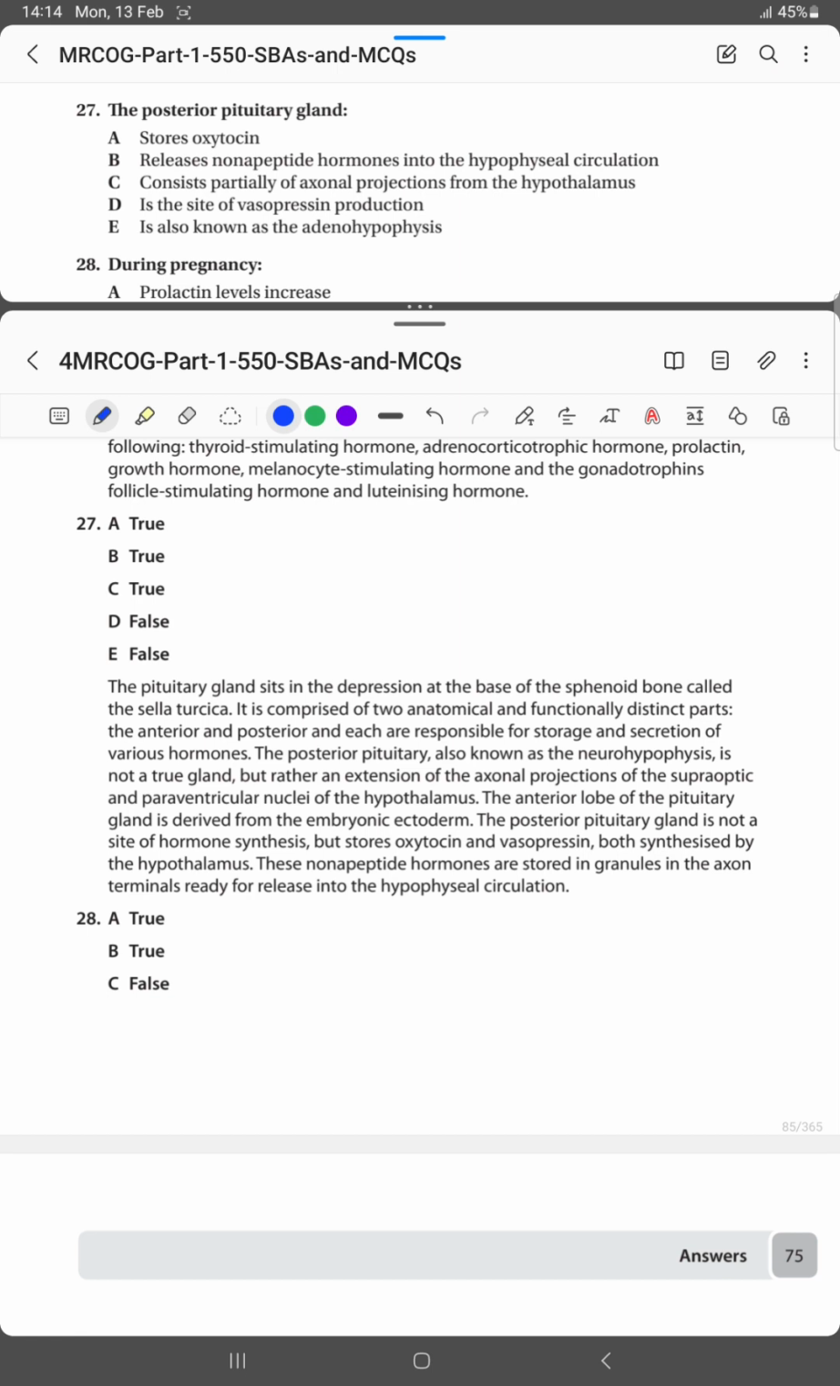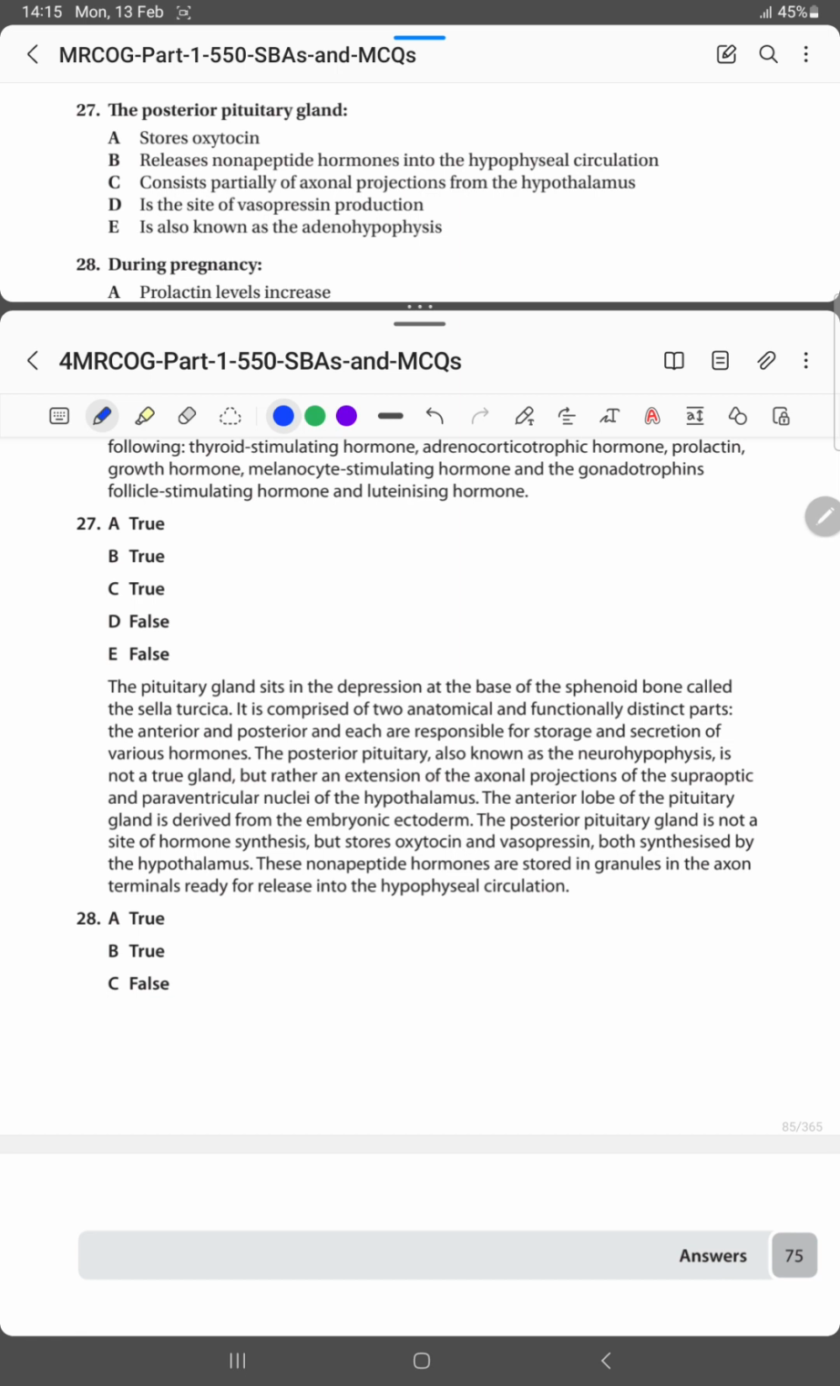The posterior pituitary gland is also known as the neurohypophysis; the anterior is the adenohypophysis and the posterior is the neurohypophysis. It is not a true gland, but rather an extension of the axonal projections of the supraoptic and paraventricular nuclei of the hypothalamus. The anterior lobe of the pituitary gland is derived from the embryonic ectoderm, and the posterior pituitary gland is not even a site of hormone synthesis, but it stores the oxytocin and vasopressin, both synthesized by the hypothalamus. These nonapeptide hormones are stored in granules in the axon terminals, ready to release into the hypophyseal circulation. Now let's see our options.